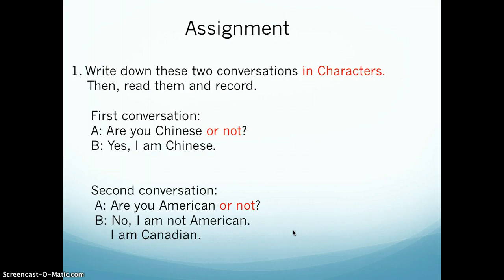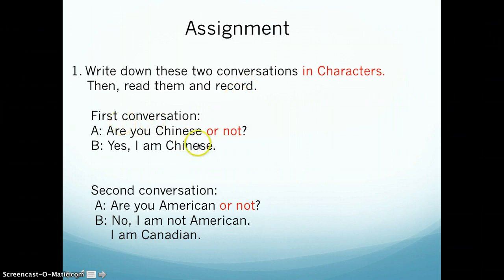Here is the assignment for today. Pretty much the same as what we did yesterday. Write down these two conversations in characters. Okay, pay attention, in characters. Then read them and record. And for the characters, you need to take a picture of the characters you write, and then send the picture to me also. Then send the recording to me also.